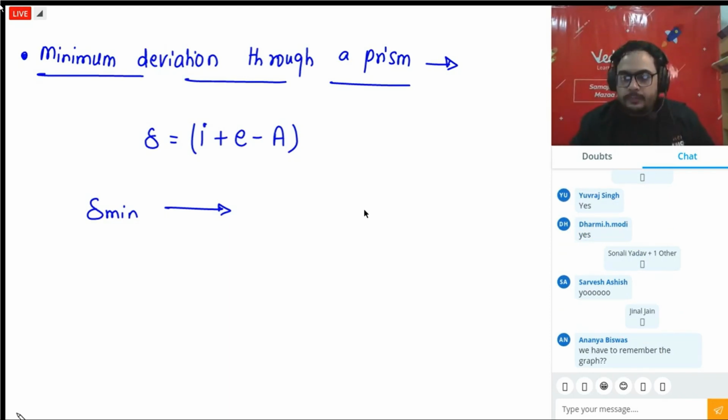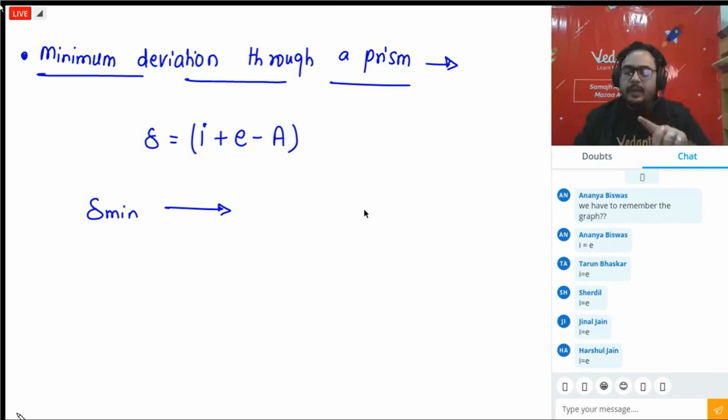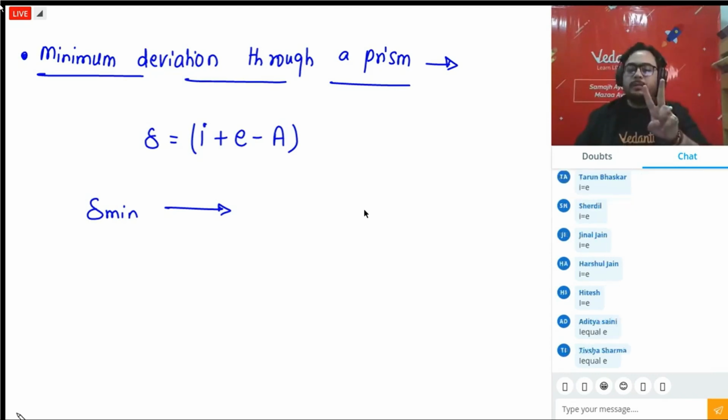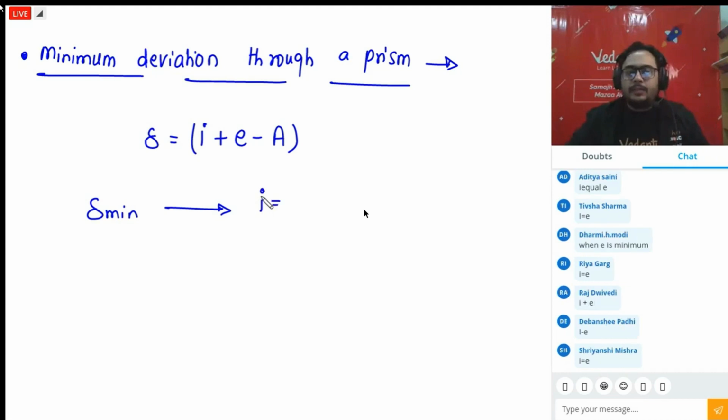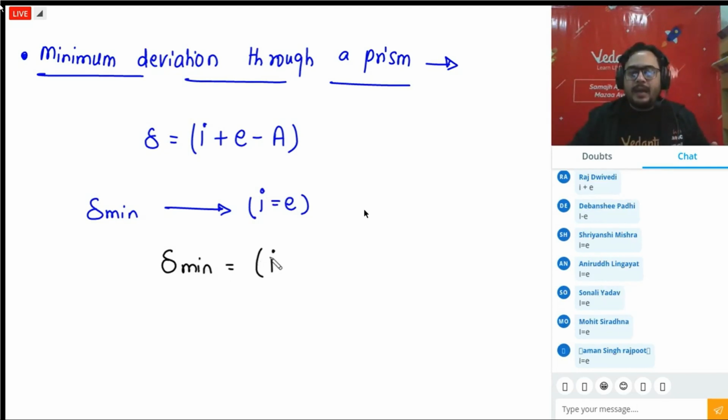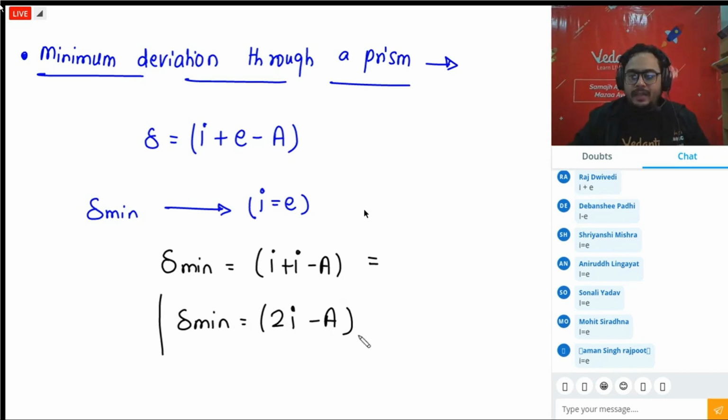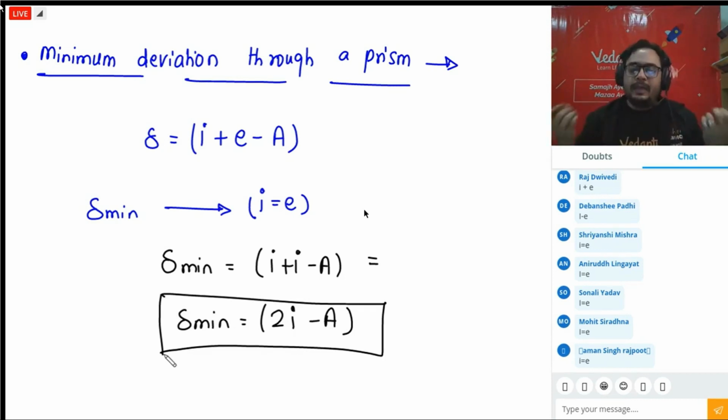Yes, Ananya, you have to remember graph and this condition. Only two things you have to remember from all the kachra that I told you. One is graph and one is the condition of minimum deviation. It is I should be equal to E. Okay. So basically minimum deviation I can say it is I and E should be equal to I. So delta minimum I can say is equal to 2I minus A. If you know the angle of incidence, you don't have to calculate the angle of emergence. You can directly tell me what is the minimum deviation.